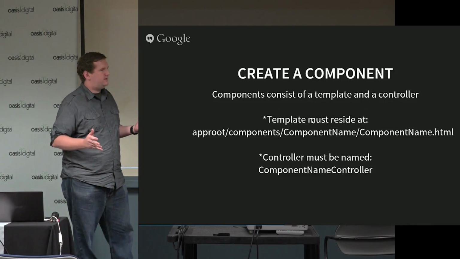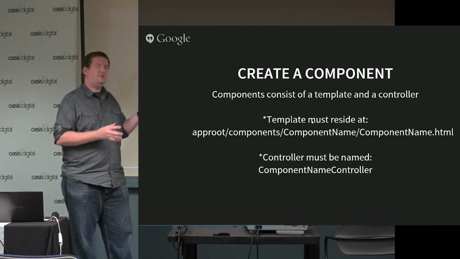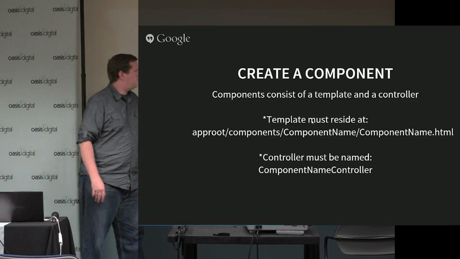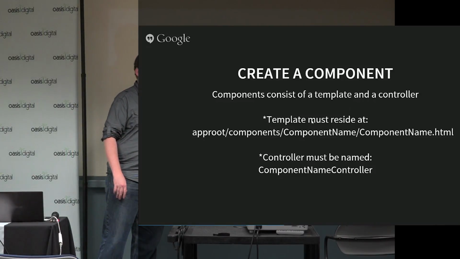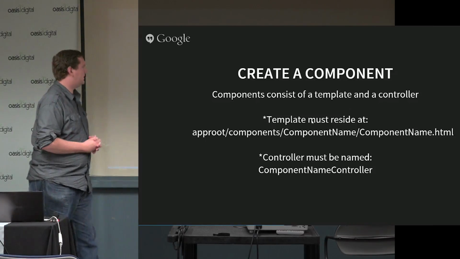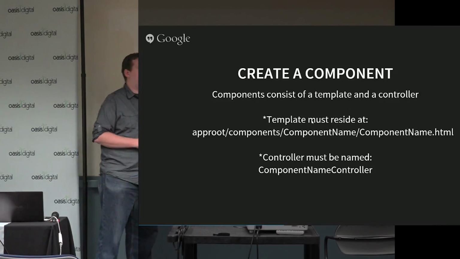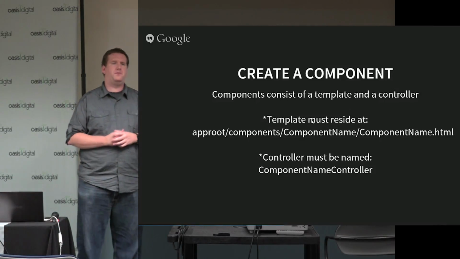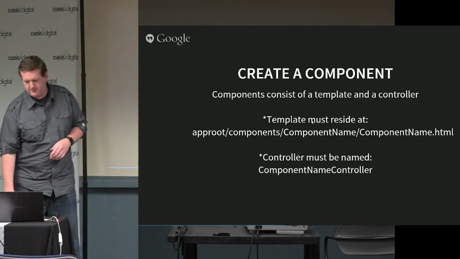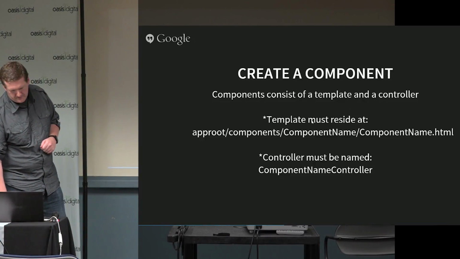A component consists of two things, a template and a controller. That's it, pretty simple. But with this router, your template must reside at the root of your application, /components/name of the component/name of the component.html. It has to live there. It will not work any other way. Your controller must be named the name of your component followed by Controller. Will not work any other way. I've got asterisks here, we'll talk about those later. There is a way to get around this, but you're really swimming upstream if you go that route.